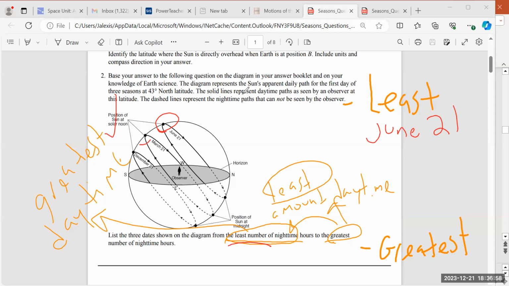Then which one is the second highest? March 21st. And then which one is the lowest? The sun path that's the lowest is going to give me the greatest amount of nighttime hours, which is going to be December 21st.